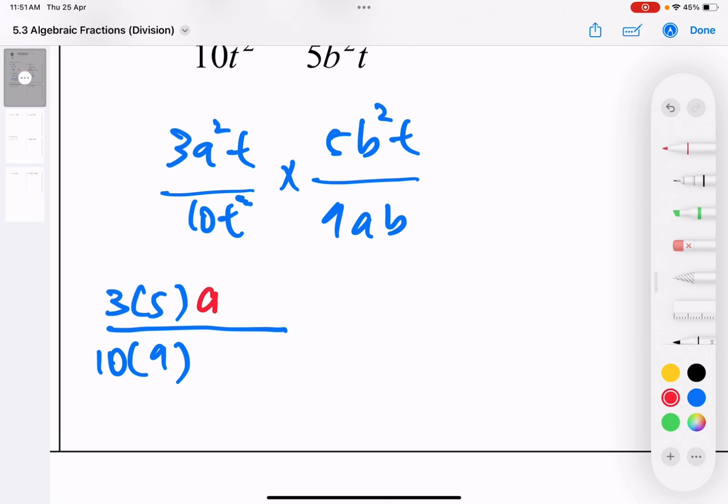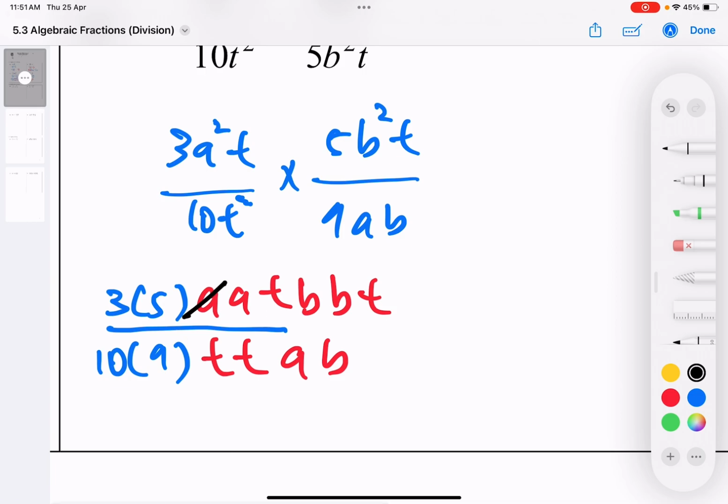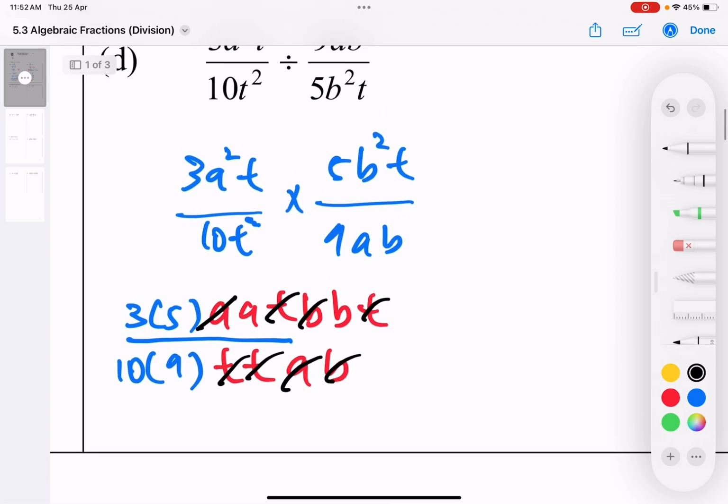So the alphabets, I'm going to write it out. A times t times b times b times t. The bottom is t times a times b. So I will start cancelling the things that are the same. T. I got a b here as well, so I'll cancel it. The numbers I can just enter in my calculator. 3 times 5 divided by 10 times 9. So I'm going to get 1 over 6.